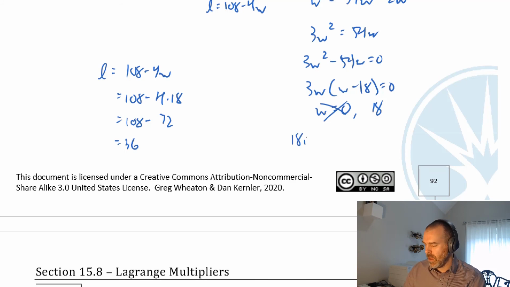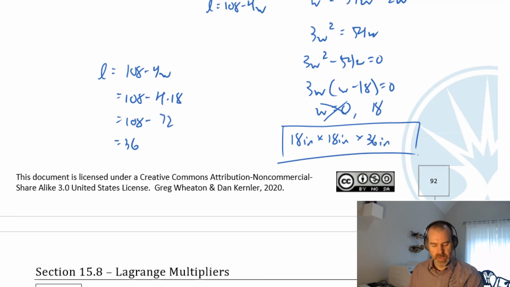So if we assume the box is square, which we didn't before, we actually proved that was true with the other technique. Here we had to assume it was true, but if we assume the box has a square base, then it's 18 inches by 18 inches by 36 inches. And that is the method of Lagrange multipliers.